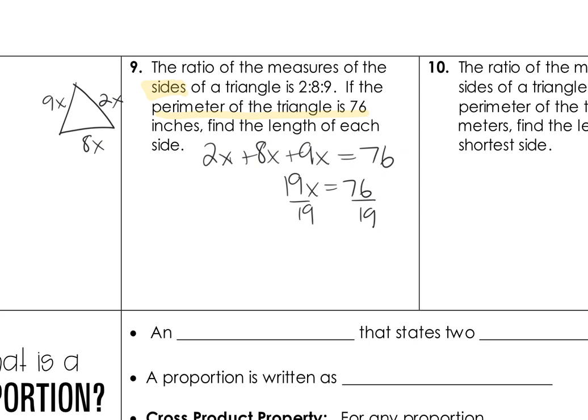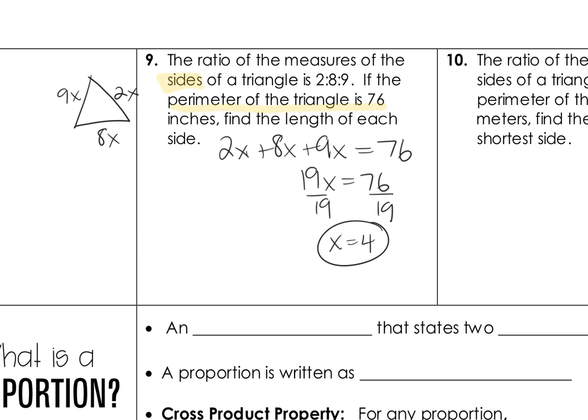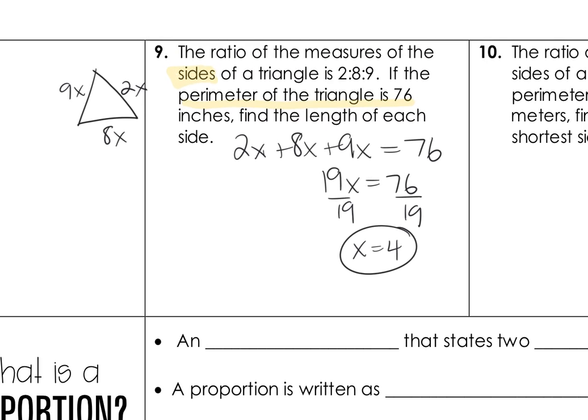So when I'm doing 76 divided by 19, I get x is 4. From there, to find my side lengths, I'm going to plug that back in. So I'm going to have 2 times 4, which is 8. 8 times 4, I've got 32. And finally, 9 times 4 is 36. These are going to be my side lengths, 8, 32, and 36.